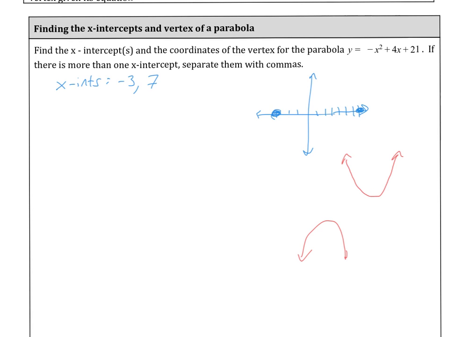From the first part of the video, we were able to figure out that the x-intercepts were at -3 and 7. Now, you don't need to throw these on a number line, but as I explain this, I want to kind of show you how this would look. There would be an x-intercept here at -3, one at 7, and what we're graphing is a parabola.